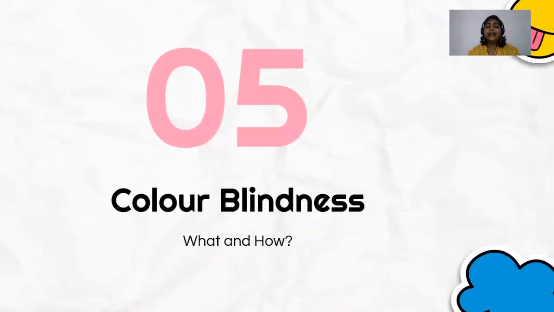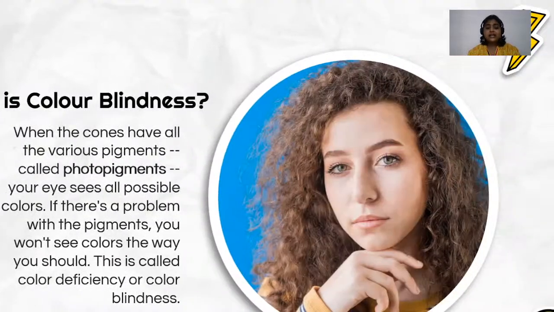Moving to the next slide, color blindness. What is color blindness and how does it form? When the cones have all the various pigments called photopigments, your eye sees all possible colors. The cones are part of our eye, present in the retina. If there is a problem with the pigments, you won't see colors the way you should. This is called color deficiency or color blindness.